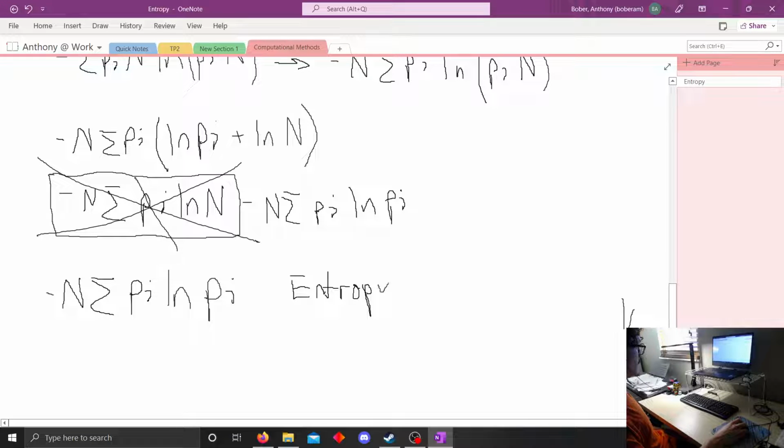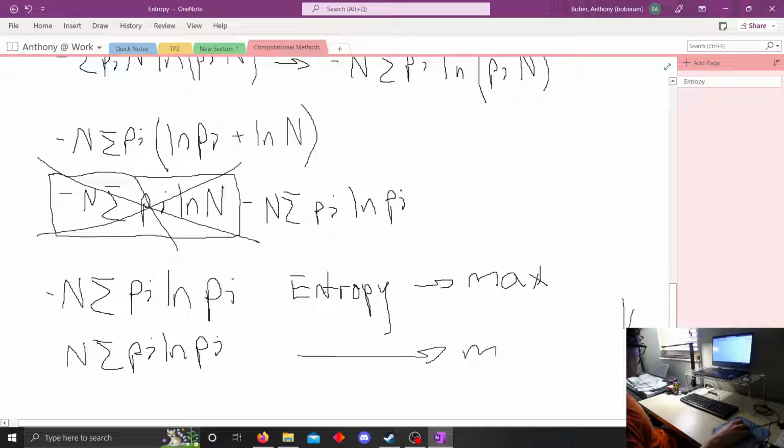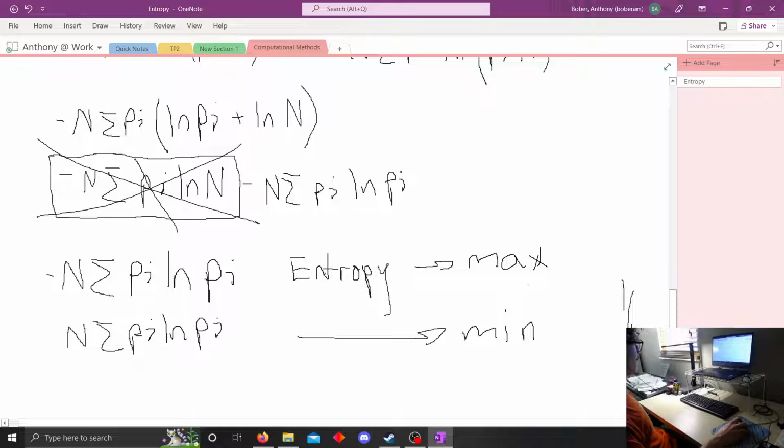And this is actually going to be our expression for entropy. And in the next video, we're going to want to maximize this, which I guess is the same as, if we do the inverse of it, the positive version, if we minimize this, it'll give us the same answer. So maximizing entropy, minimizing the negative entropy. That's what we're going to be doing in the next video.